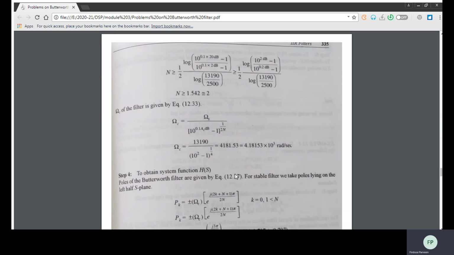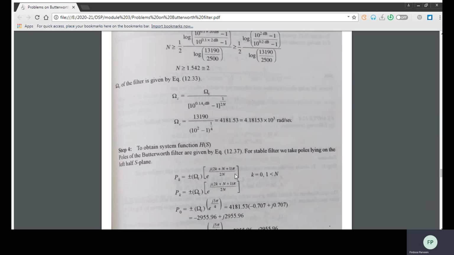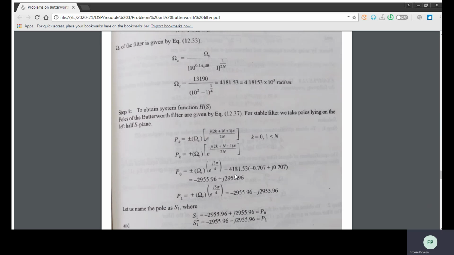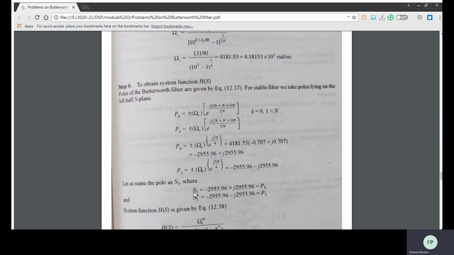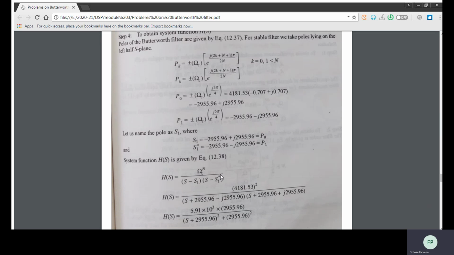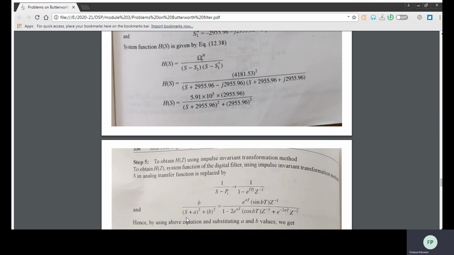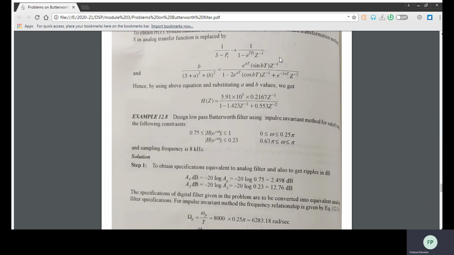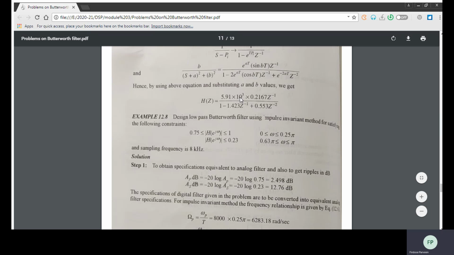Okay. So after getting omega c, what is the next step? To get the analog system function, that is H of s. So for that, you have to get poles, that is p0 and p1. So p0 is nothing but s1 and p1 is nothing but s1 conjugate. Substitute here. So after substituting, this is again in the form of b divided by (s plus a) whole square plus b square. So substitute in this formula, and you'll be getting this much.